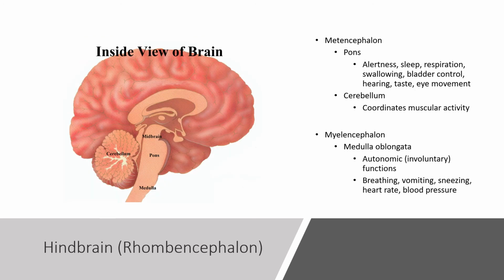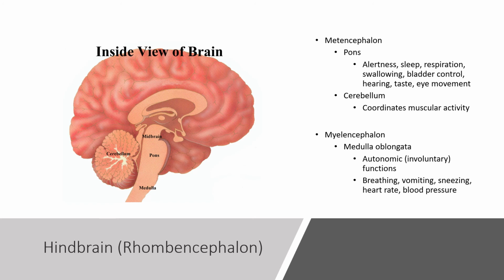The last subdivision of your brain is the rhombencephalon, or your hindbrain. This is further subdivided into the metencephalon and the myelencephalon. The metencephalon contains your pons, which is involved in alertness, sleep, respiration, swallowing, bladder control, hearing, taste, and eye movement. It also contains the cerebellum, which is involved in coordinating muscular activity.